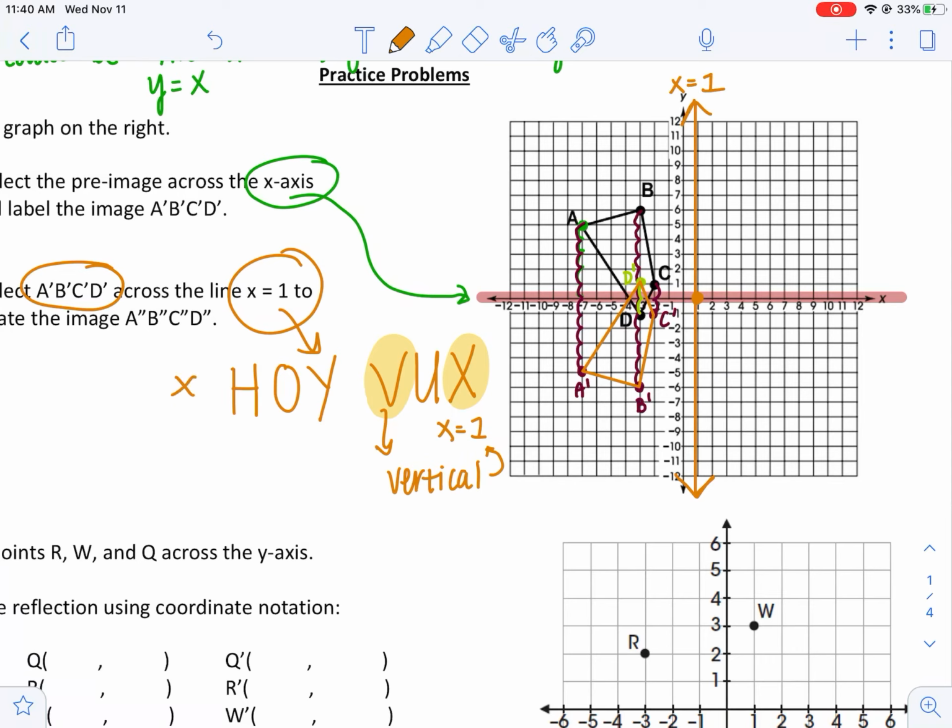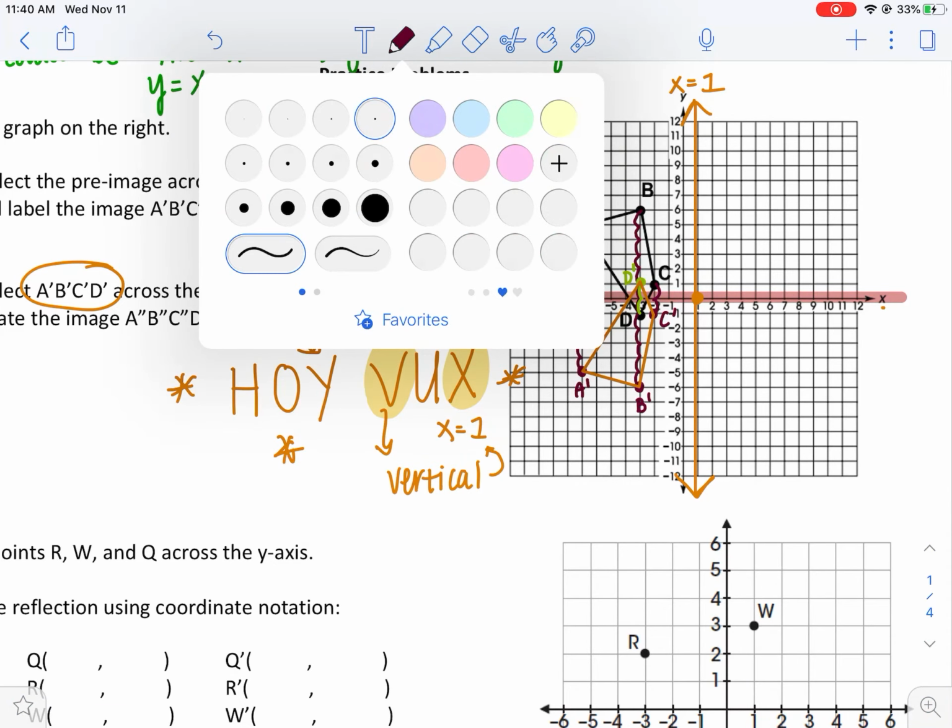So, use this. It will be so helpful, I promise. When it's x equals something, we have a vertical line at x equals 1. If it's y equals something, we have a horizontal line at that y equals value. Okay? And let's use a different color.